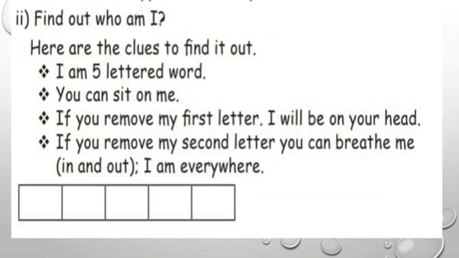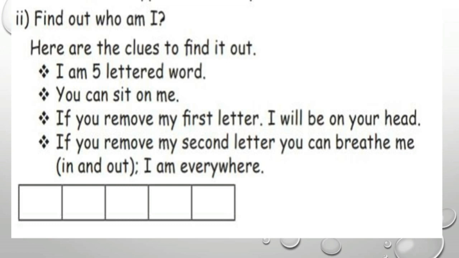So find out who am I. Here are the clues to find it out. The first clue, I am a 5-letter word. Yes, you have to find the word which contains 5 letters. The second clue, you can sit on me. So I think that it is a thing which we used to sit. Right, children? Yes. Now we can move to the third clue.